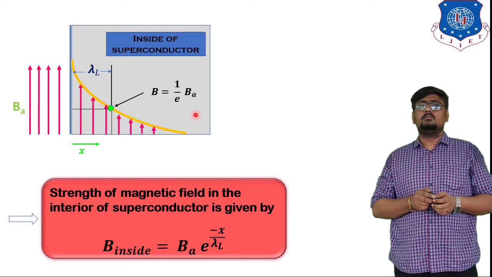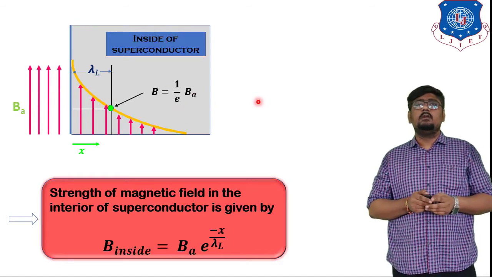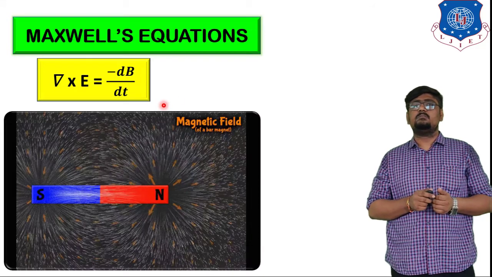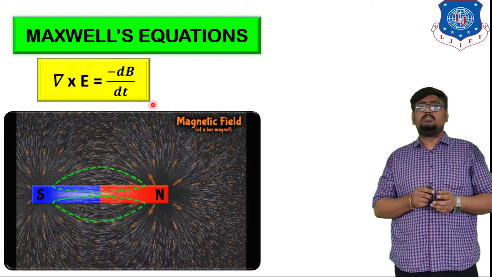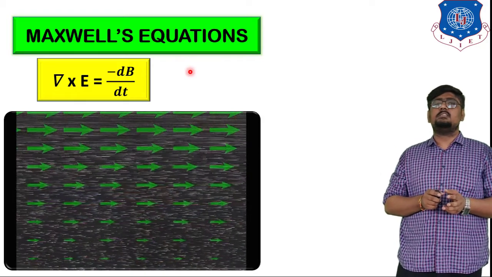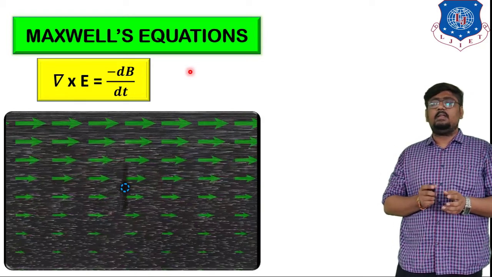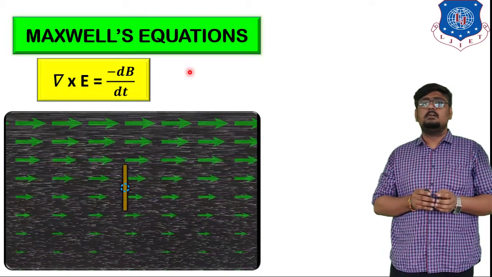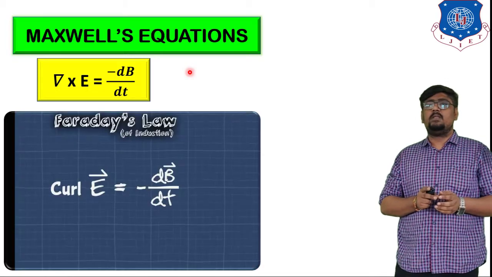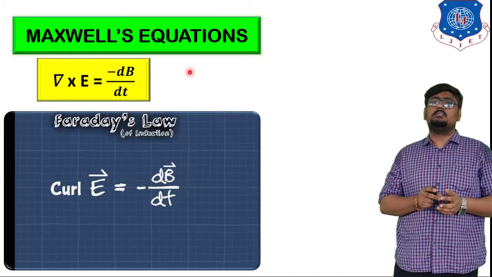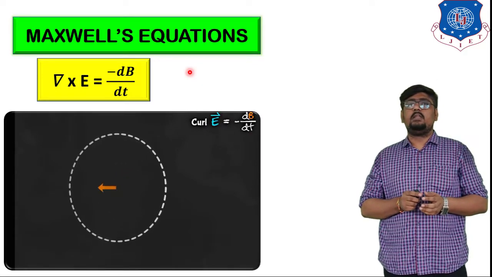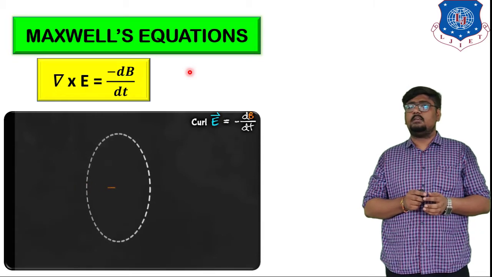Let us discuss London's equation. Before that, it is applicable to Maxwell's theory, so let us discuss Maxwell's equation first. Maxwell's equation fails to explain the existence of the Meissner effect and zero resistivity in a superconducting material. In 1935, the London brothers added two more equations to the existing Maxwell equations to explain the Meissner effect and zero resistance. Let us first consider the magnetic penetration depth in the context of London's theory.